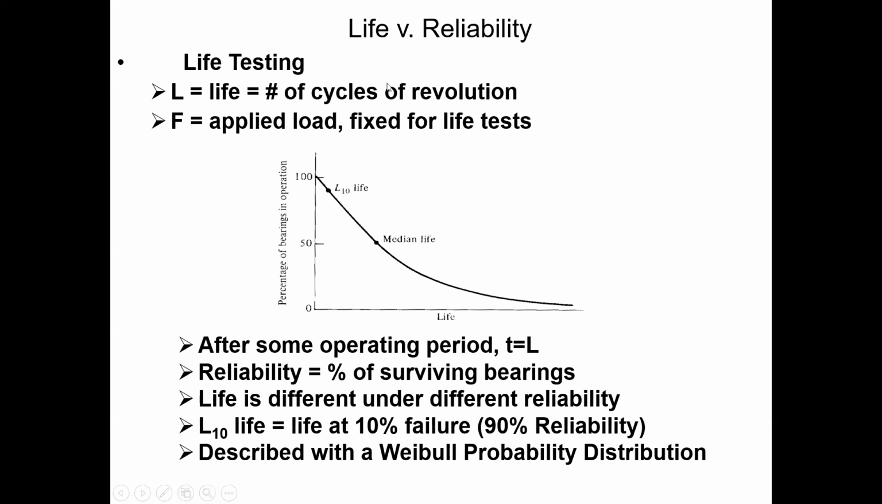So we go to life versus reliability. When you buy a new bearing, you have 100%. You start to drop. When you drop 10%, that is L10. You go to the median, and afterward your life is reduced. This is the percentage of bearings in operation. From 100%, you will drop. Reliability is the percentage of surviving bearings. So L10 is the life at 10% failure, meaning 90% reliability.